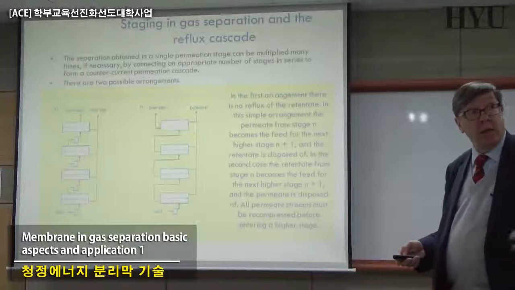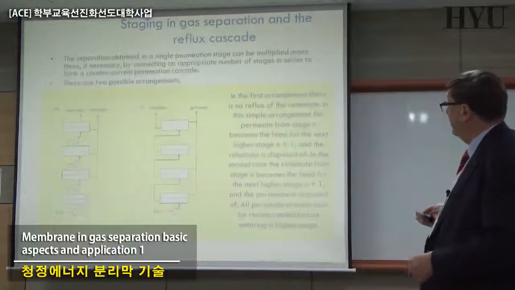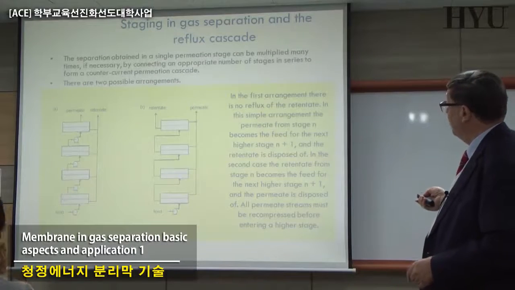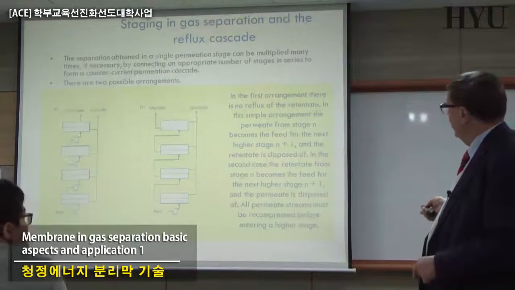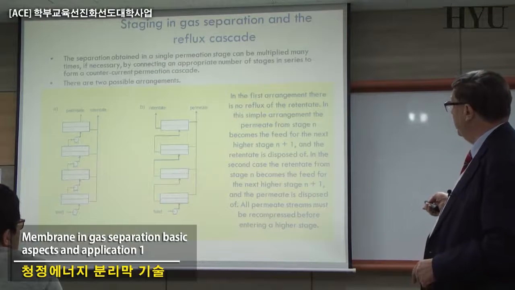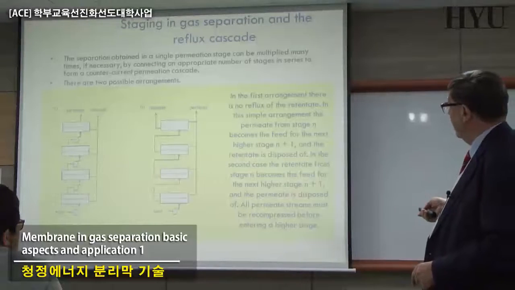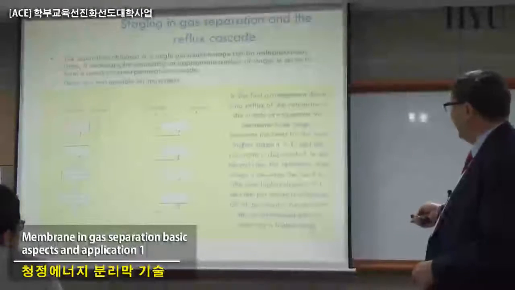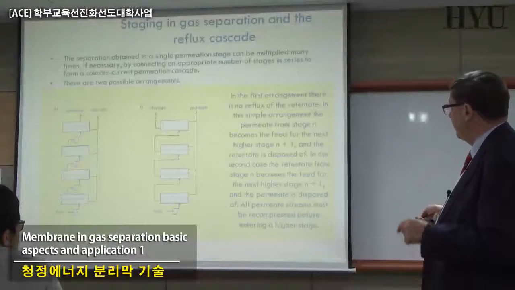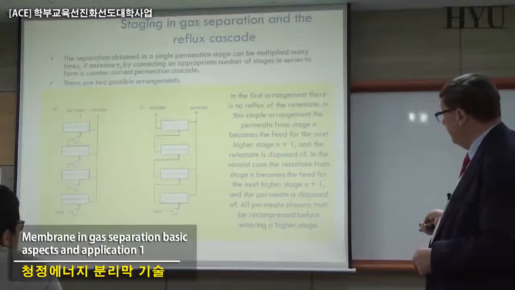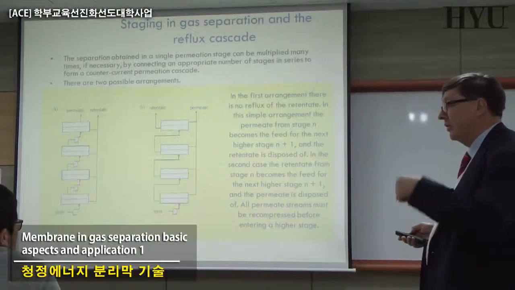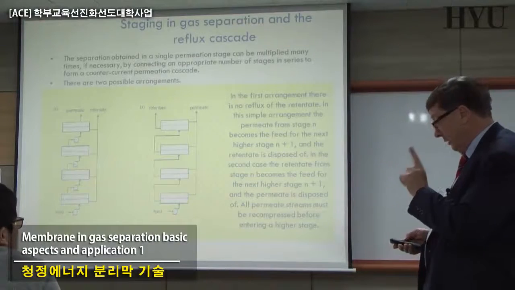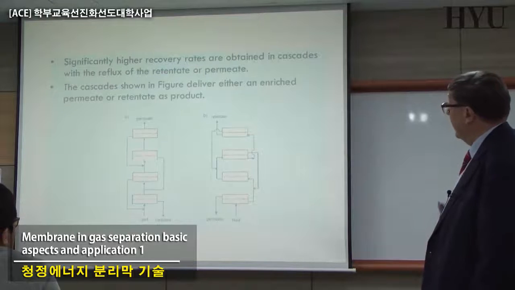Okay? Anyway, that's it, just to say that in the first arrangement, there is no reflux of the retentate, basically. In the simple arrangement, the permeate from stage 1 becomes the feed for the next stage, and the retentate is disposed of. In the second case, the retentate from stage N becomes the feed for the next one, N plus 1, and the permeate is disposed of. All permeate streams must be recompressed before entering the next stage. And that means energy consumption.